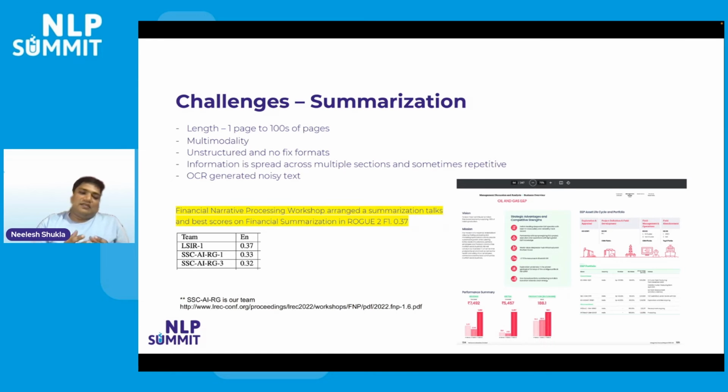And obviously, these documents are so long that the information is so repetitive, and sometimes it's very difficult to get a concise summary. A lot of state of the art summarization methods have been tried out. This is what we submitted this year. And you see these are ROUGE F1 scores, and they are like 0.37 and 0.33. So summarization is still a problem on documents, and we need to solve it.